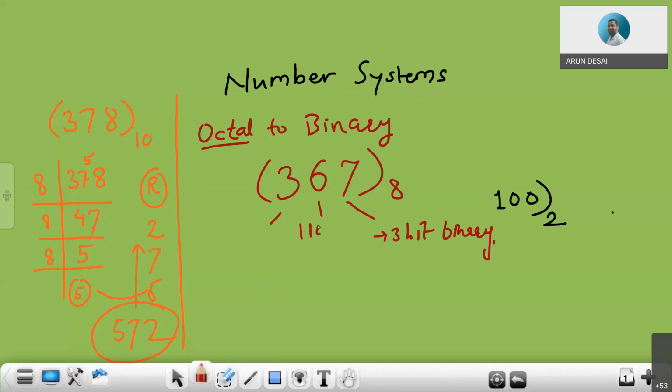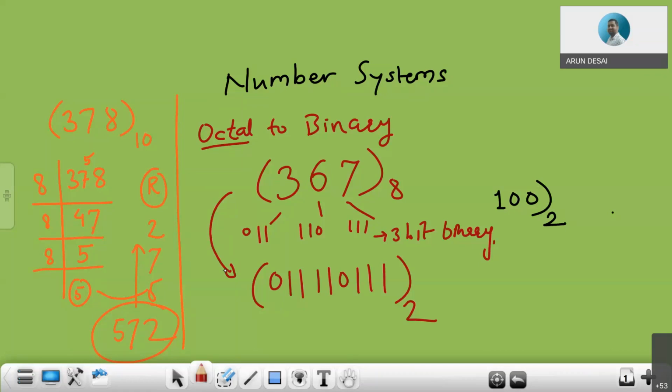This is 110111. And for 3, you find it out, and club all those numbers. You will get a binary number, right? That is 011110111, the binary equivalent for this octal. Right? This is how you convert to binary.